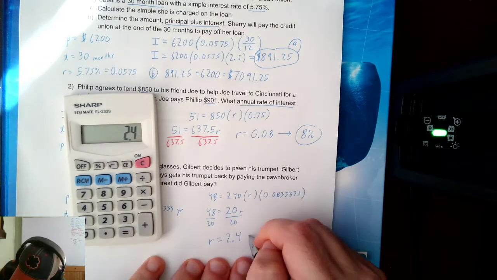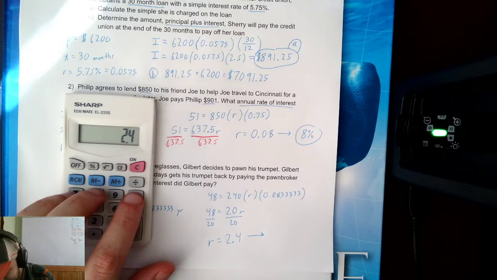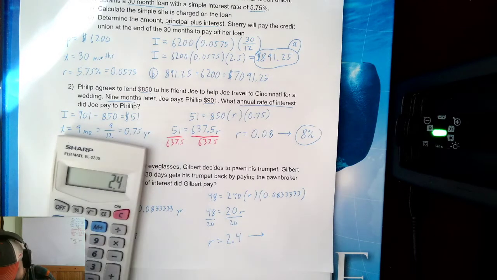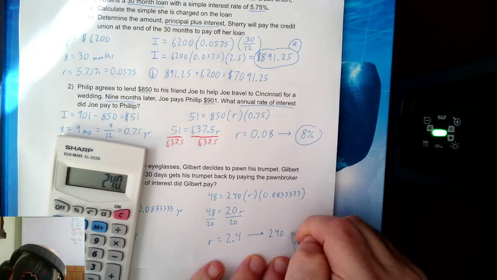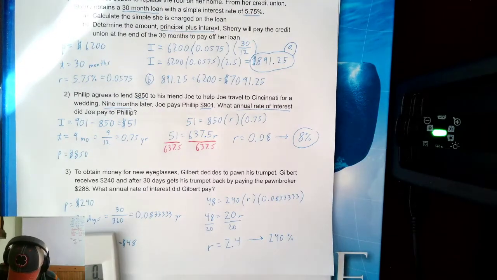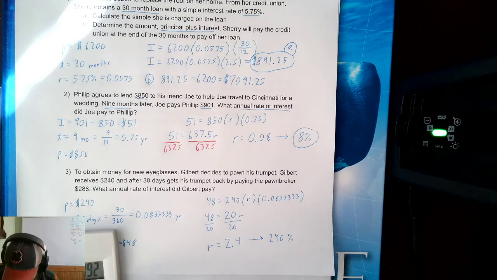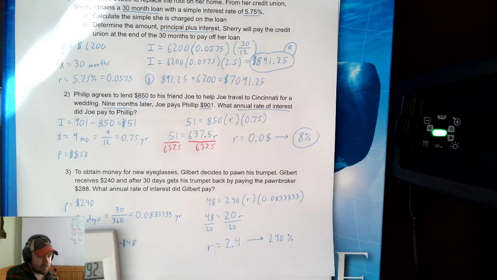But remember, that's a decimal. I need to convert it to a percent. Converting to a percent, times 100, gives me 240%. That's a pretty steep interest rate, isn't it? That's a pretty steep interest rate.